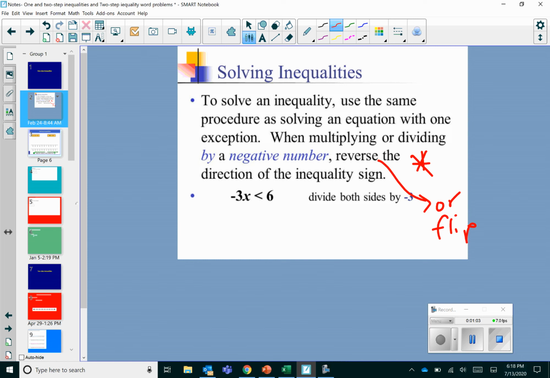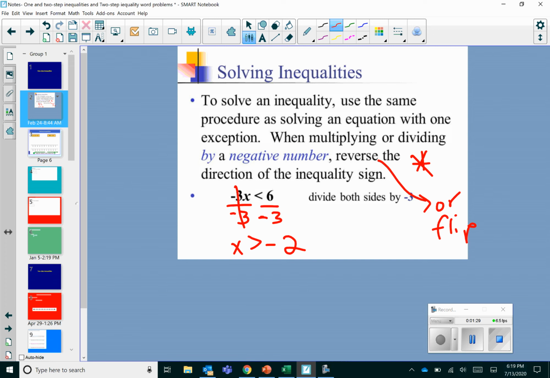So let's take a look at the first example. We've got negative 3x is less than 6. Obviously the whole goal is to get our variable by itself still. In order to do that, to get rid of my coefficient, I would need to divide both sides by negative 3. Now, because I'm dividing through by a negative, that means I'm going to flip my inequality symbol, and 6 divided by negative 3 is negative 2.